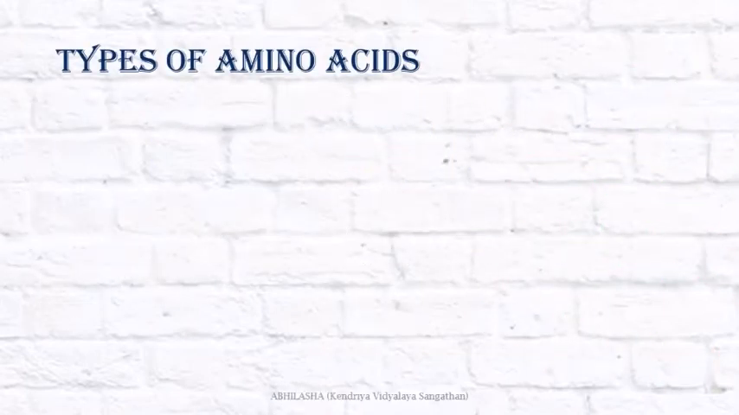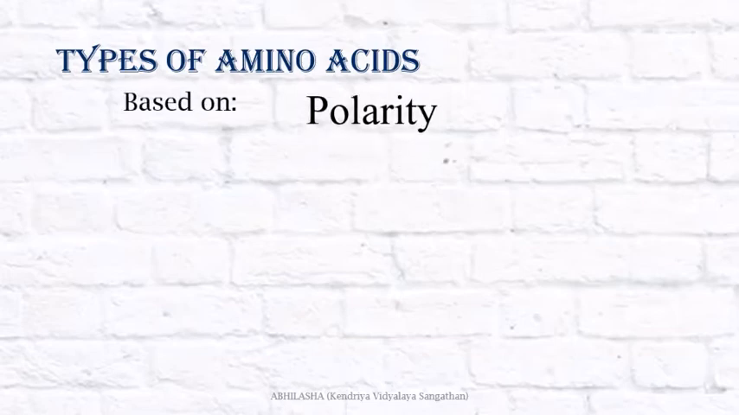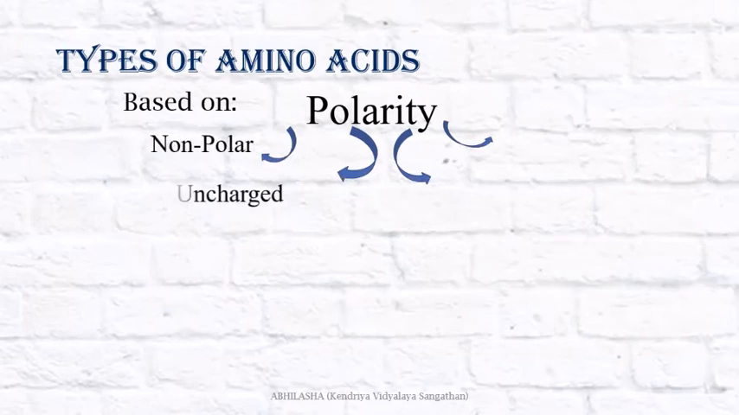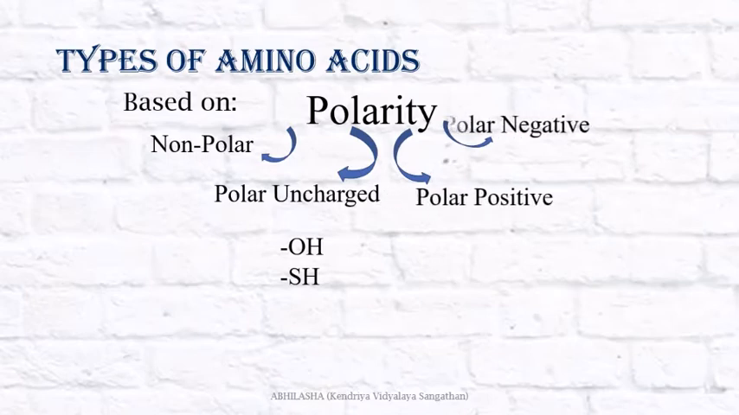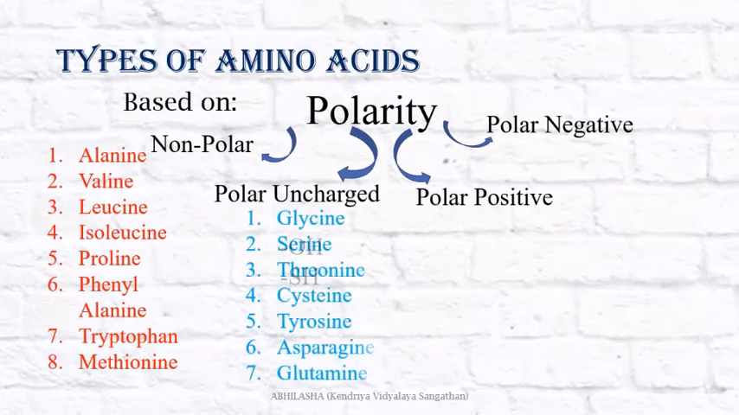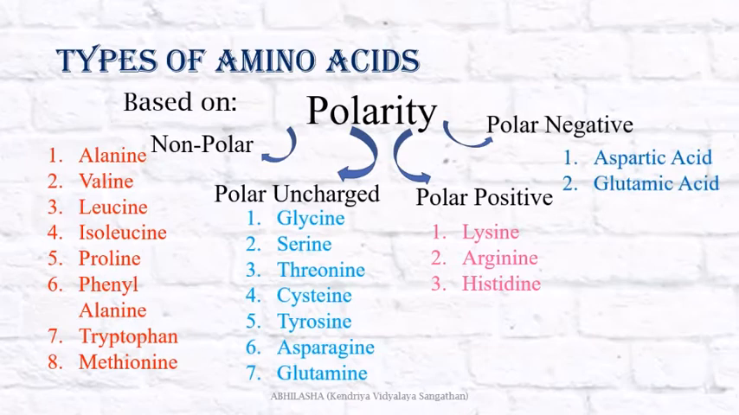Based on polarity of R groups, amino acids are divided into 4 groups. R group may be non-polar or hydrophobic. It may be polar but uncharged R group. Examples are R groups with OH or R groups with SH. Next, R groups which are polar and positively charged, and finally R groups that are polar and negatively charged. Let's see some examples of each group. So here you have your 20 amino acids.